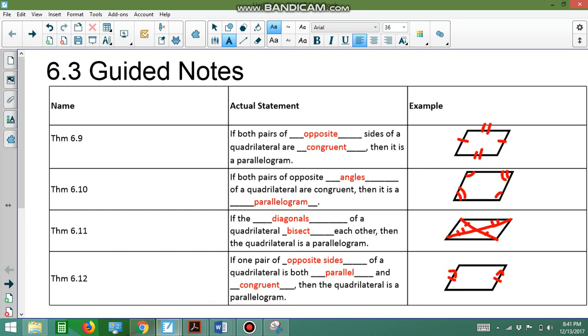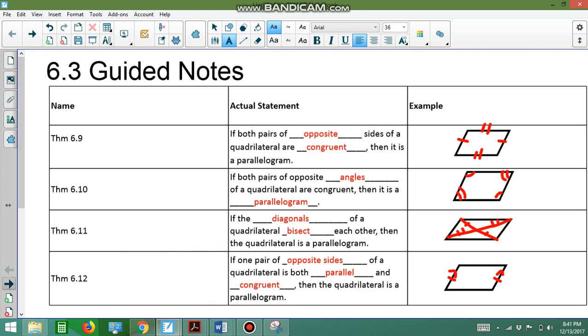So 6.9 says if you've got both pairs of opposite sides congruent, then it's a parallelogram. 6.10 says both pairs of opposite angles are congruent, then it's a parallelogram. And if the diagonals bisect each other, then it's a parallelogram. And if one pair of opposite sides of a quadrilateral is both parallel and congruent. Now remember that an arrow is the symbol for parallel. So that's why on that bottom parallelogram I have the arrow and the tick marks to show parallel and congruent.